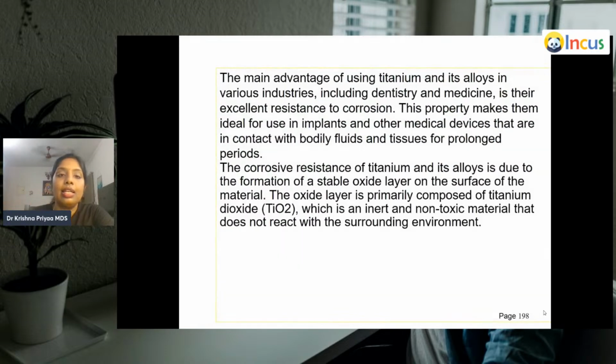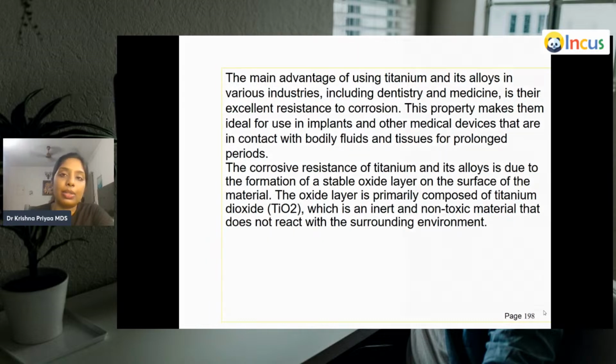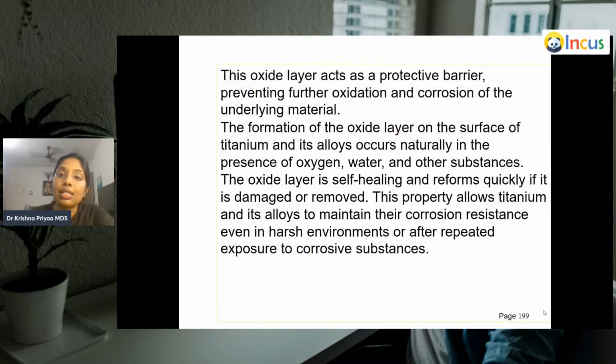Just understand it like this. Titanium is used in a lot of industries nowadays, and especially in dentistry, because it is corrosion resistant, right? Even when it comes in contact with bodily fluids or is used for a long period of time. The titanium oxide is an inert and non-toxic material which doesn't react with the surrounding environment and also acts as a protective barrier. So always keep this in mind. Titanium oxide is important for corrosion resistance. And this forms on the surface of titanium naturally in the presence of oxygen, water, and other substances. Okay.